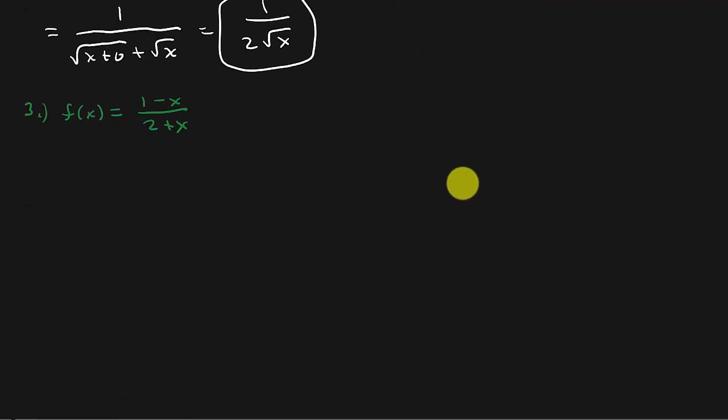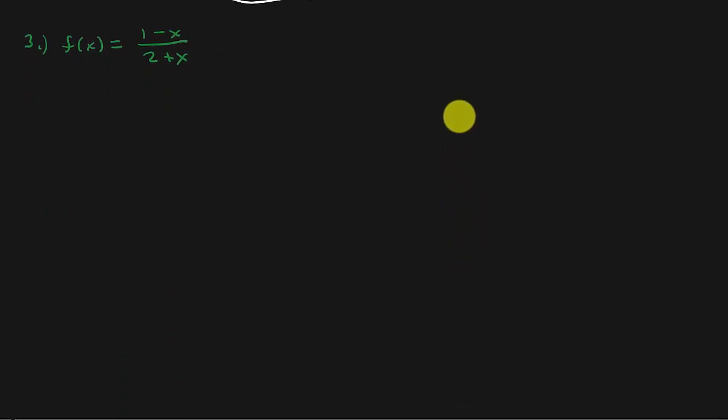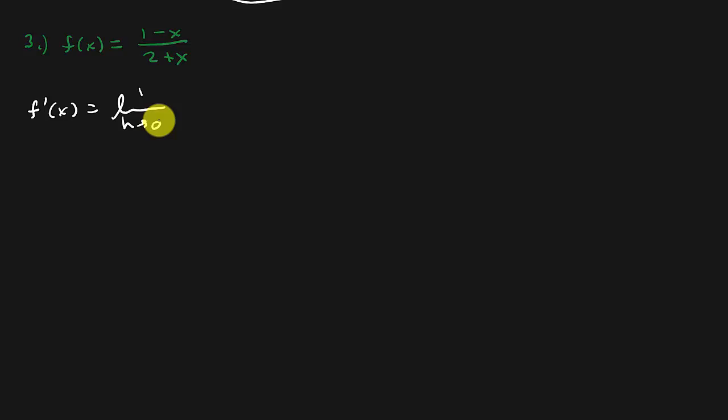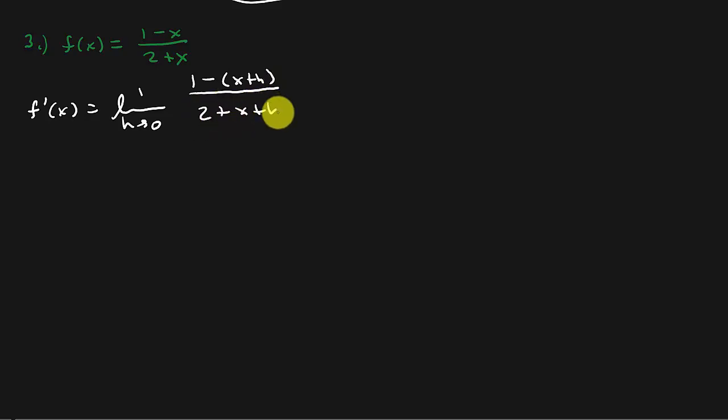All right, let's look at the next one. So we've got f prime of x is equal to the limit as h goes to 0. Now we've got what? The limit of f of x plus h. So what's f of x plus h? Well, that's 1 minus (x plus h). Don't forget to put that x plus h in parentheses because it's minus the whole thing, over 2 plus x plus h, minus 1 minus x over 2 plus x, and then all that over h.